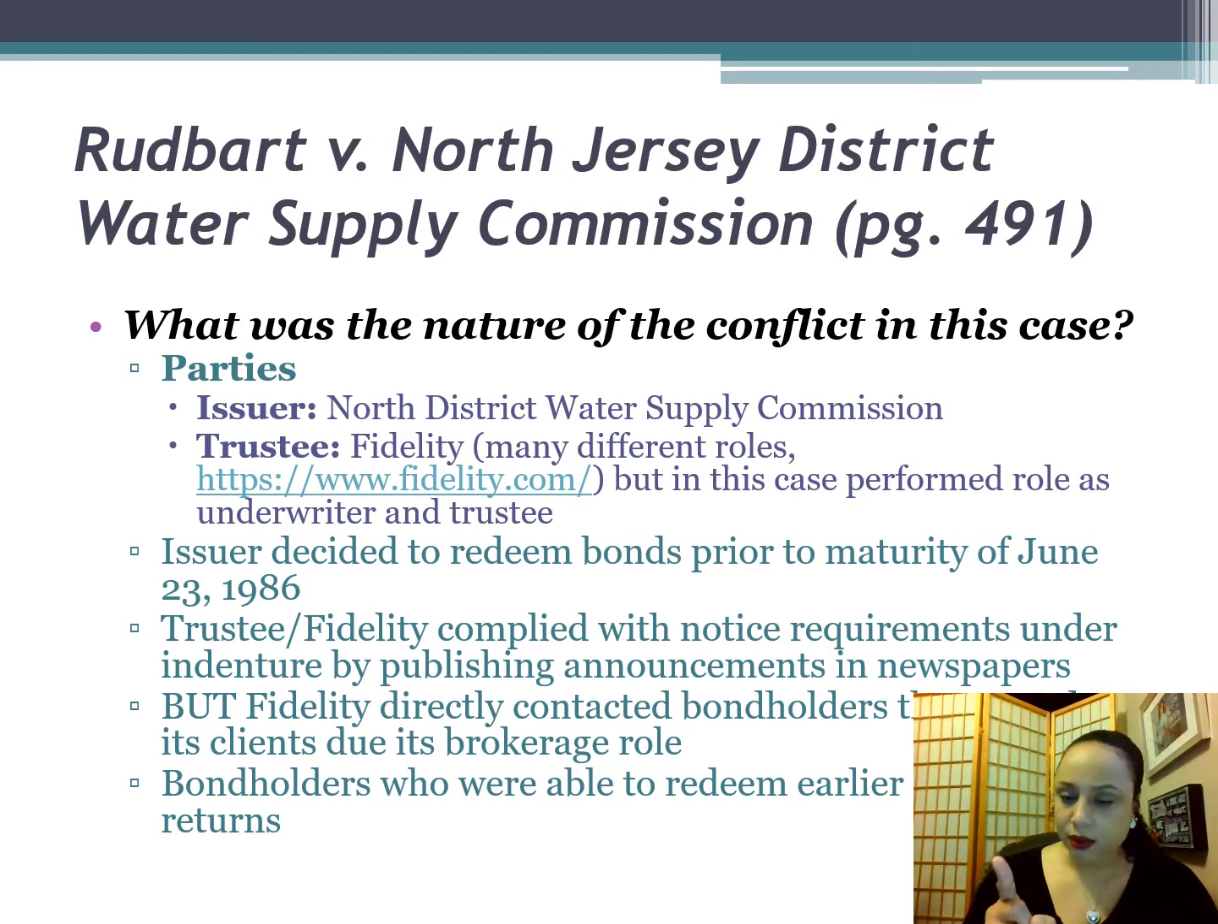But Fidelity, for the bondholders that were also its clients, in performing its broker-dealer role, contacts those clients and provides them with direct notice. And so those clients very quickly take advantage of this redemption right. And as a result, they were able to earn a higher return as a result of redeeming at this earlier date.